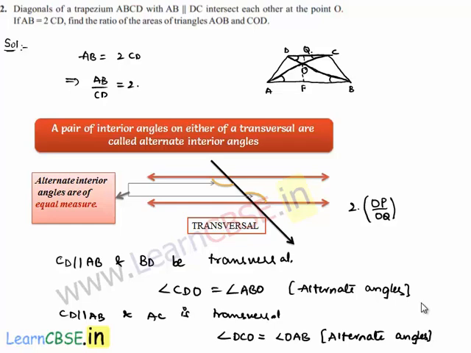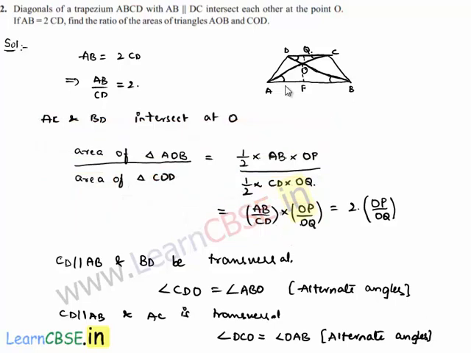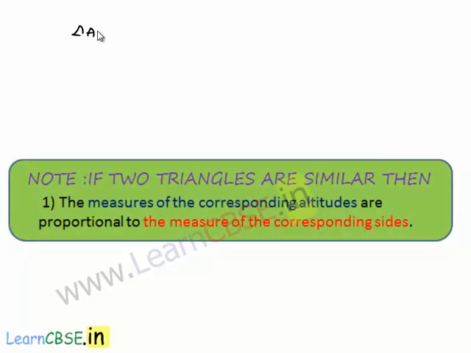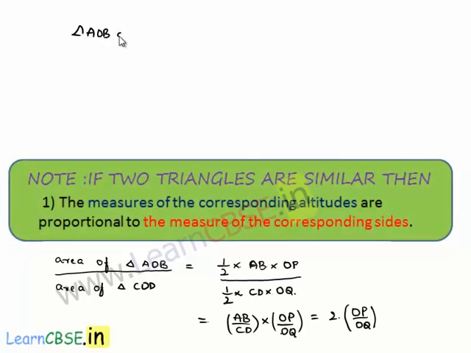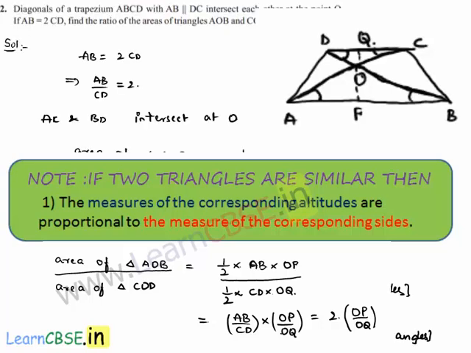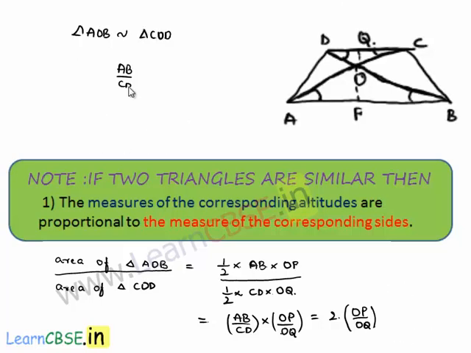If we observe clearly, in triangle AOB and triangle COD, two angles are equal. The corresponding sides are in a proportion of 2. So now we can say that triangle AOB is similar to triangle COD. When two triangles are similar, then their corresponding sides will be in the same proportion. So we can say that AB by CD will be equal to the same proportion of sides.